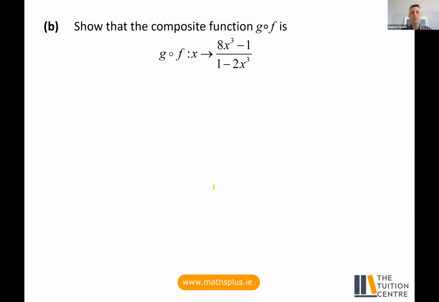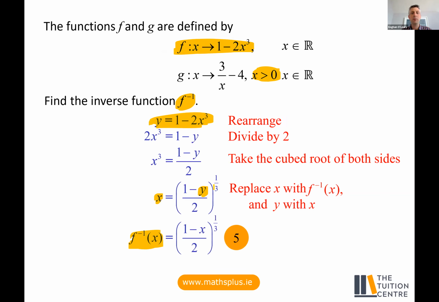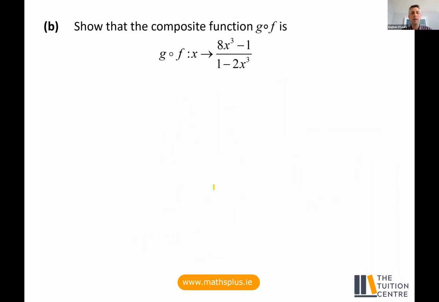Show that the composite function g after f of x is the following. So we'll just remind ourselves what f of x was. So that was 1 minus 2x cubed. Okay. So 1 minus 2x cubed. Let me go back here. Am I right about that? I am. Okay.